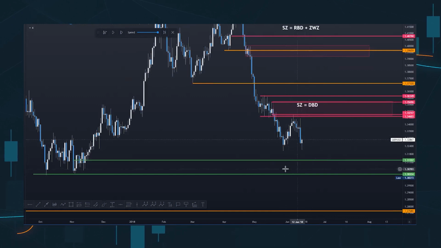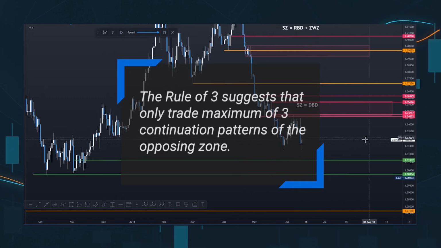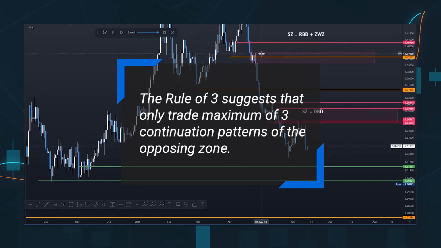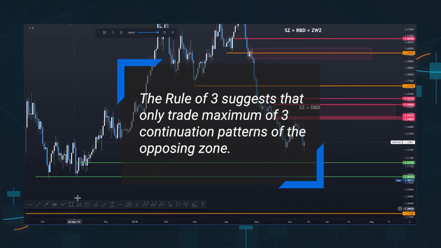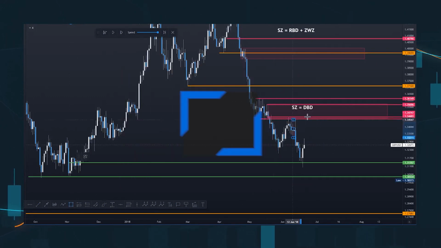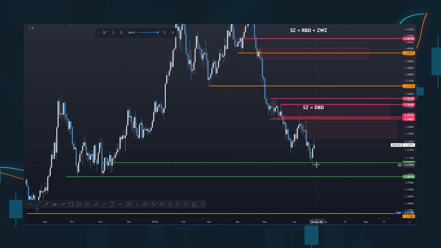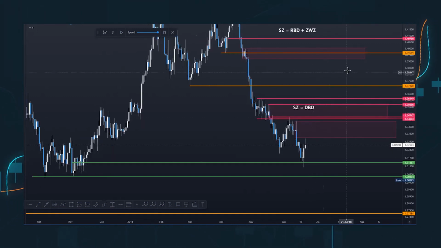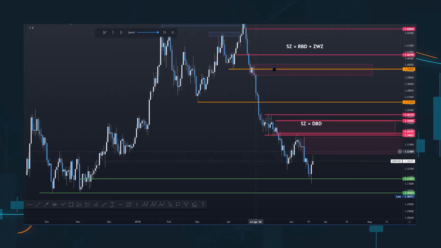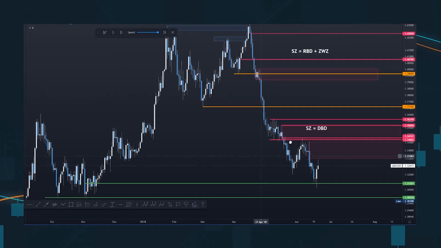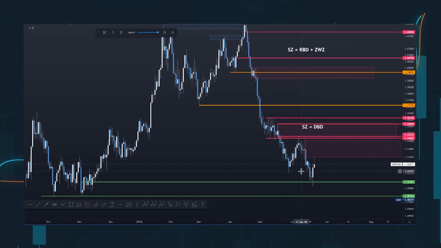Why? Because you've got support and you've got the opposing zone. And so the rule of 3 suggests that you only trade a maximum of 3 continuation patterns of the opposing zone. If we were to use this daily supply over here, we can use it, but just look at the risk reward. It's not that great. We could potentially get a deeper retracement up here. Whereas the risk reward from this zone and this zone is a lot better. So the rule of 3 is don't use zones that are more than 3. Don't go doing the 4th one.